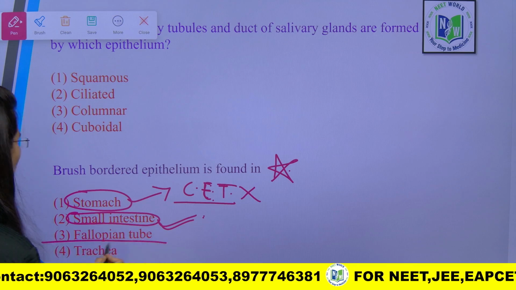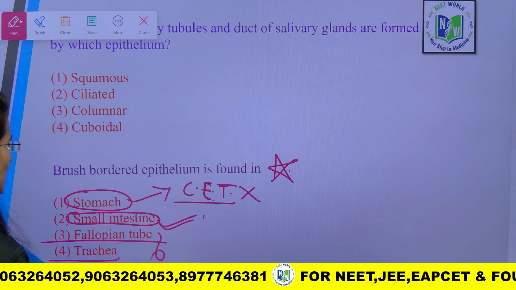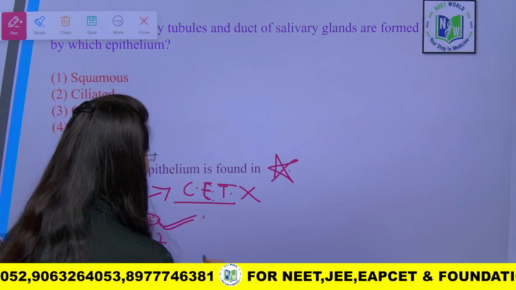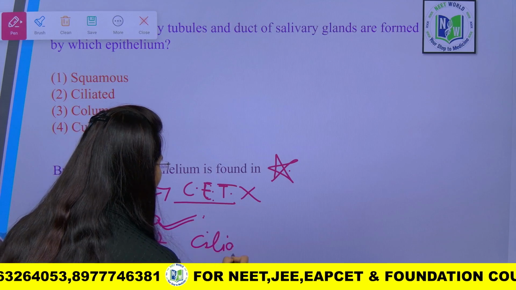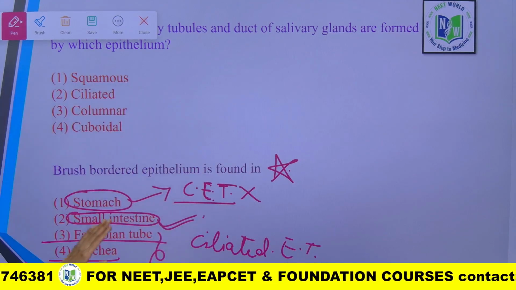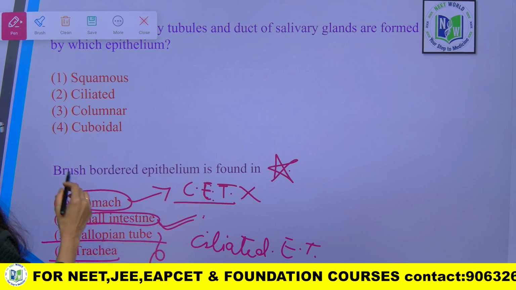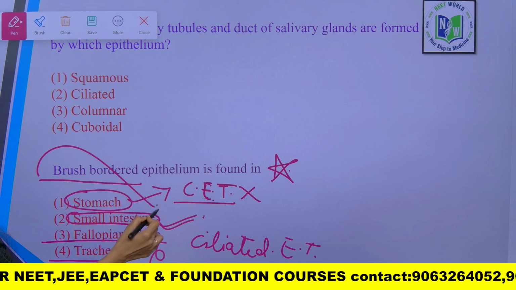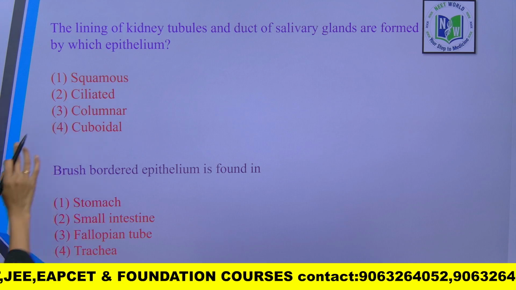When it comes to options 3 and 4, fallopian tubes and trachea, here we can find only ciliated epithelial tissue. So among these, the right option will be the small intestine. This brush bordered epithelium can be found in the small intestine.